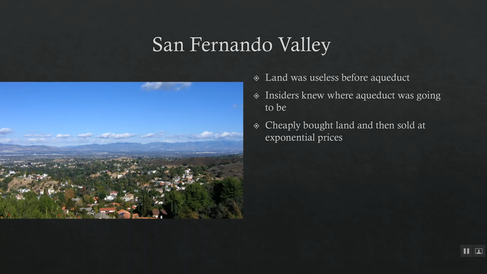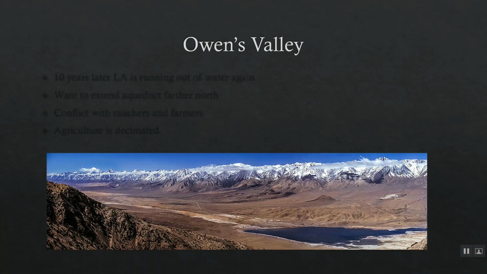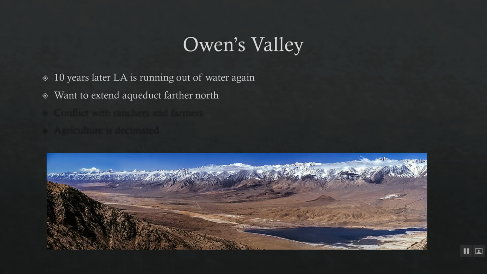And now if we go back to the Owens Valley, it's not ideal when they take all the water off, but they did it just south of Owens River. But 10 years later, LA is already running out of water again. And they want to extend the aqueduct farther north. And this leads to a huge conflict with ranchers and farmers, because now they are removing the input to Owens Lake.